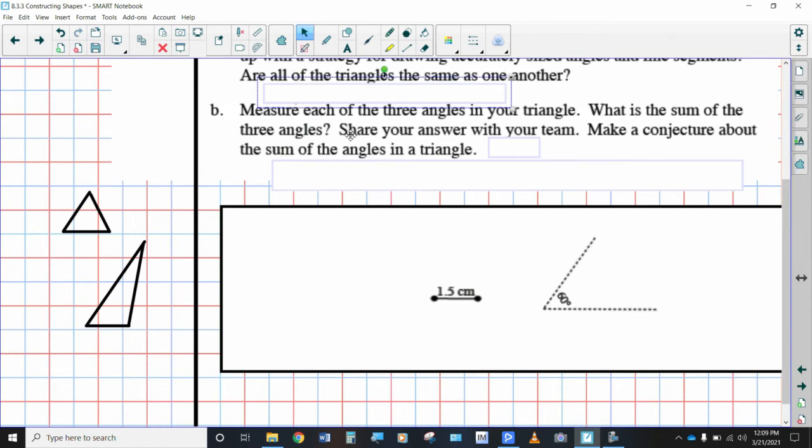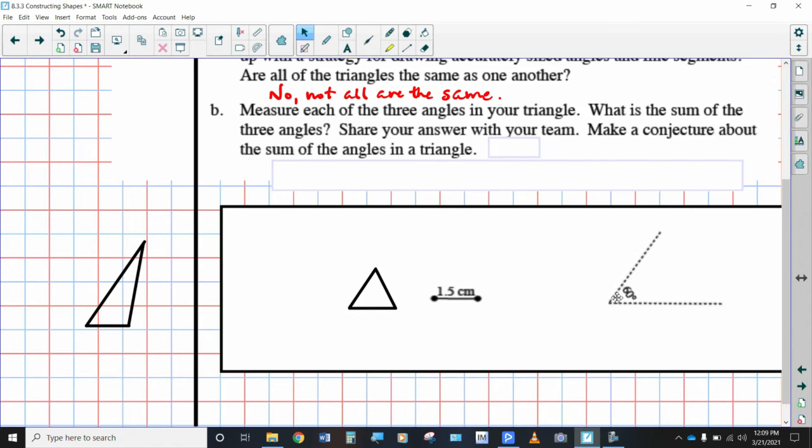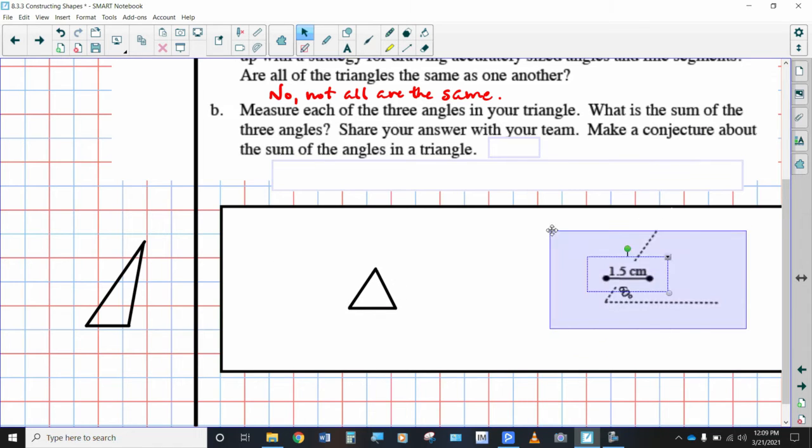If you were doing this in a group of 3 or 4 students, there's a very good chance that they would not be all the same, since I've just done 2 of them and they did not work out to be the same. So this says measure each of the 3 angles in your triangle. What is the sum of the 3 angles? All right, so let me move this over here. I'm going to get rid of those. They're kind of in my way now. I don't need them anymore.